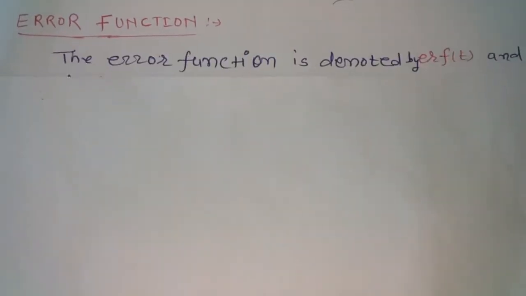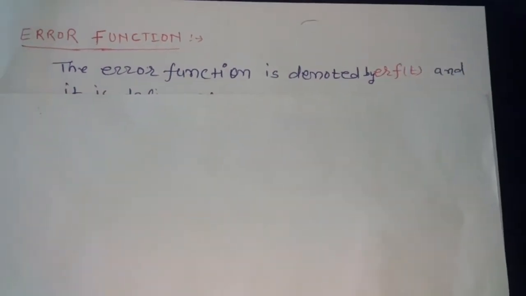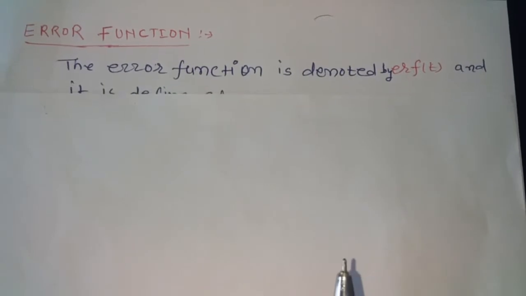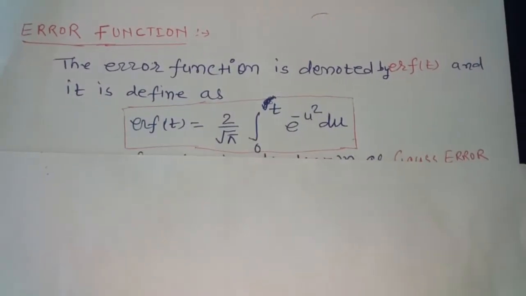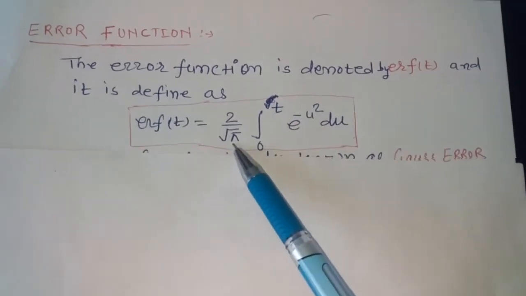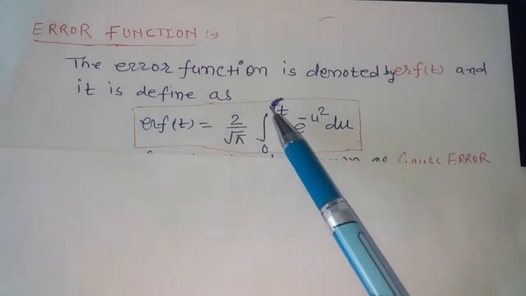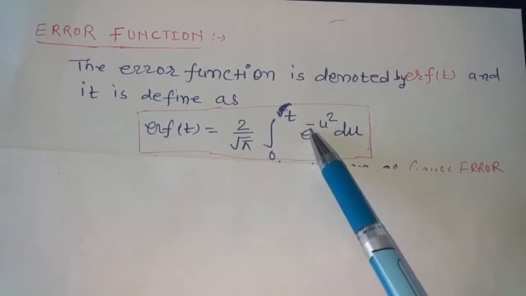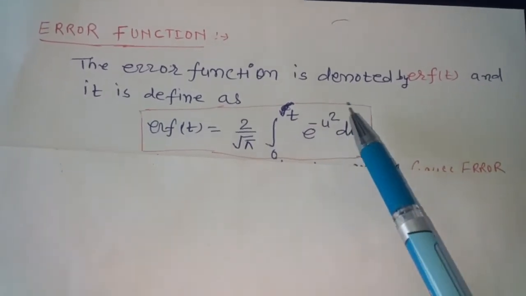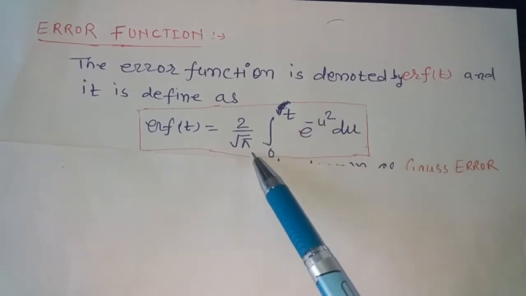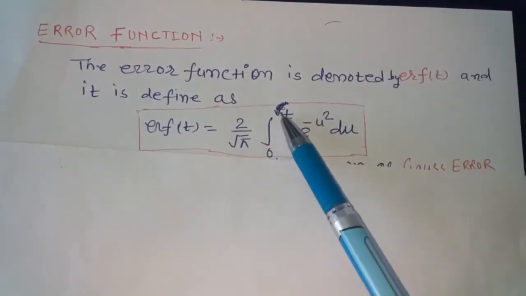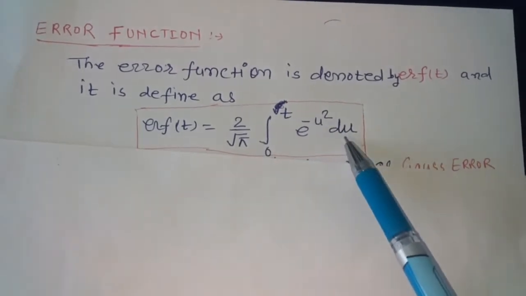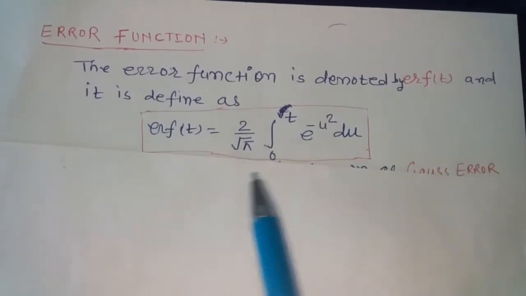The error function for a variable t is denoted by ERF t, and it is defined by the definite integral 2 upon root pi into the integral from 0 to t of e raised to minus u square du. This definite integral is called the error function of t.